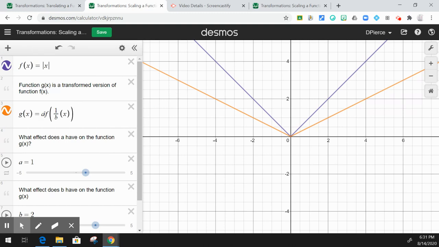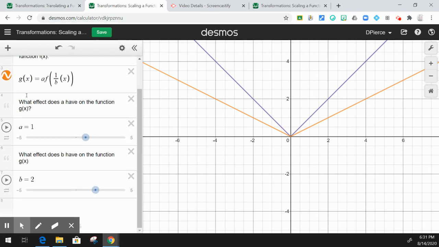So if A is being multiplied and B is the reciprocal of this number here, in order to make this the same as the parent, you want your A and B values to be 1. So I'm going to move this back to 1. So now you can see the graphs line up, because when you multiply by 1 or you divide by 1, you're not making any changes to the graph. So that's why we call this by a factor of, because we're multiplying or dividing.